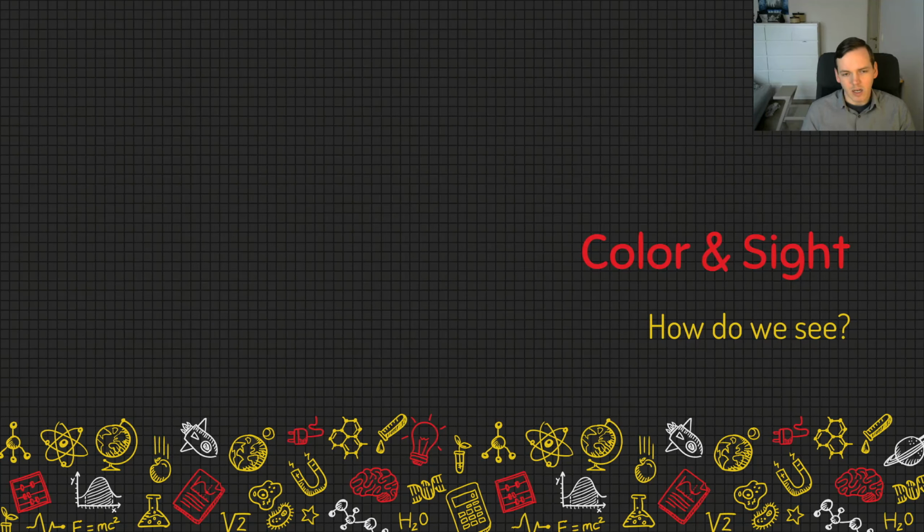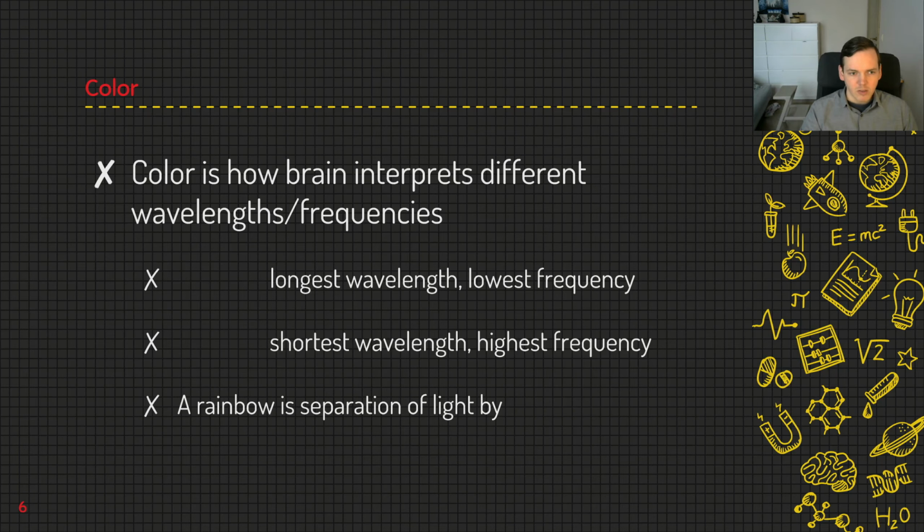In this video, we're going to talk about color and sight, so kind of these aspects of optics that are more to the day-to-day, what you experience. So for color, color is how the brain interprets different wavelengths or frequencies. What you see as red is the light that we can see that is the longest wavelength and lowest frequency. What you see as violet is the shortest wavelength, highest frequency.